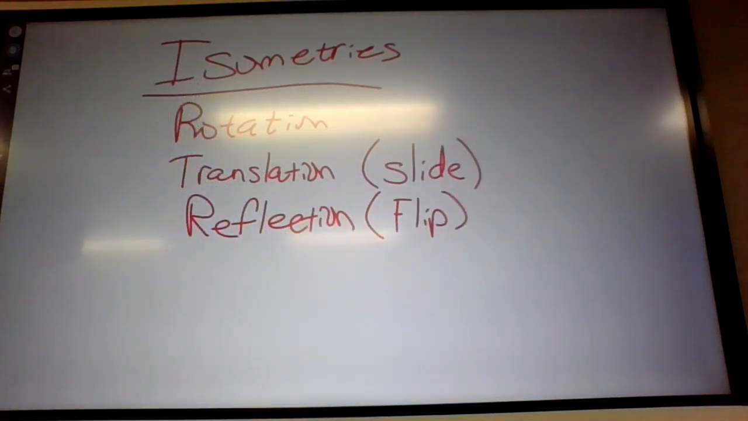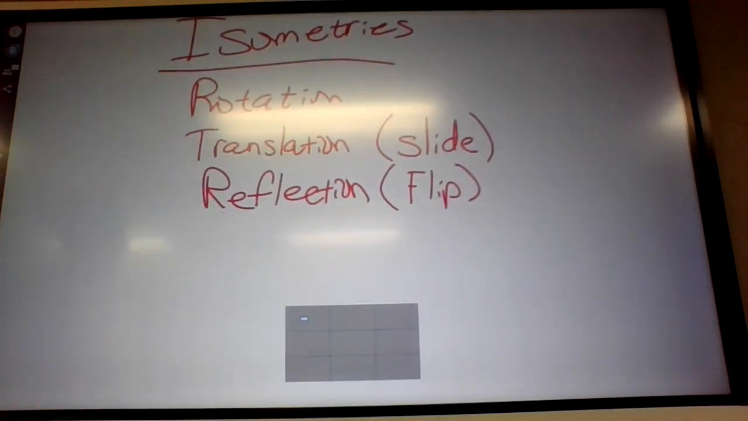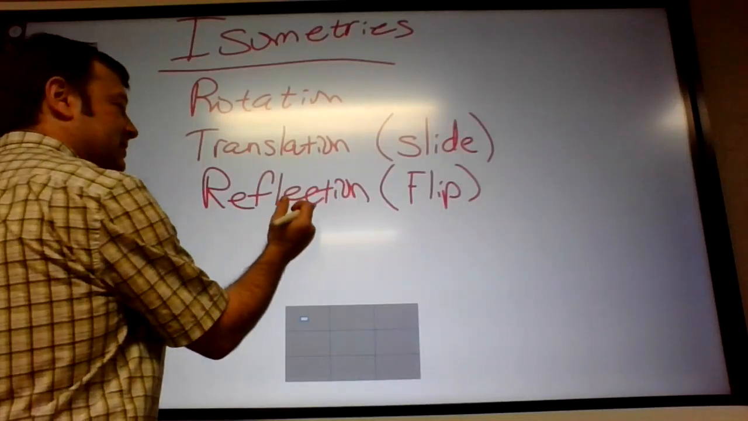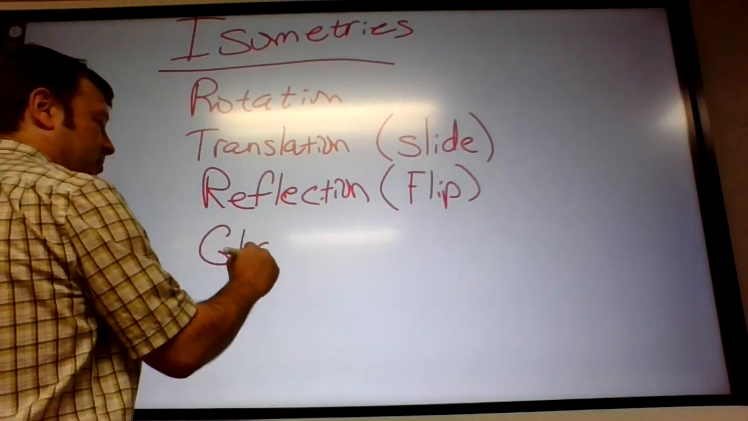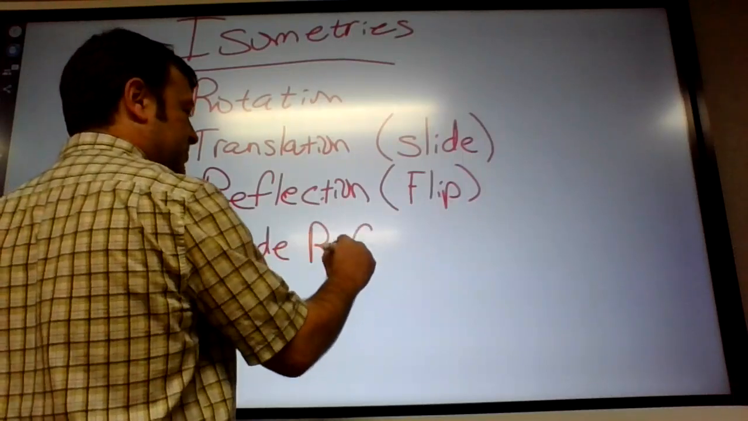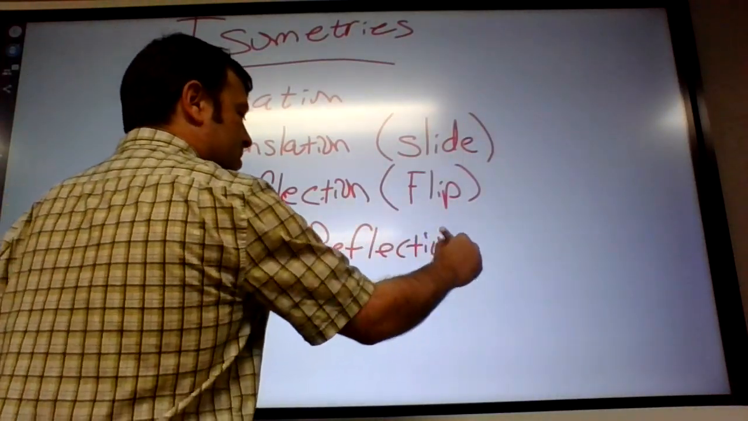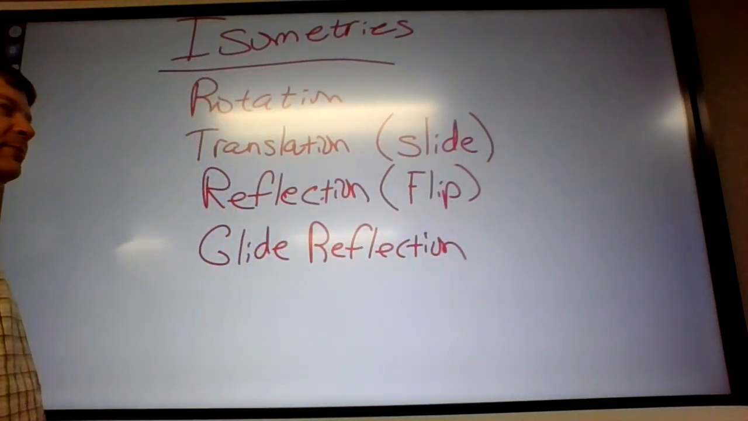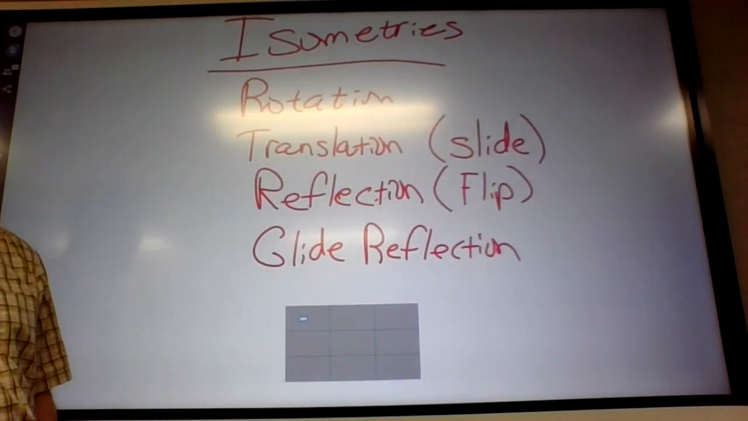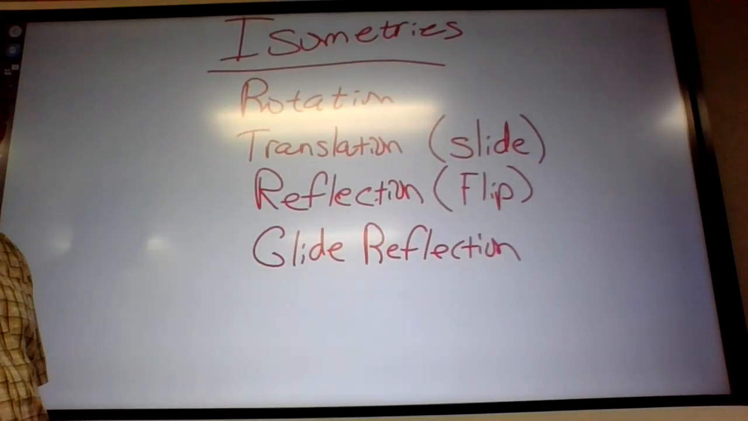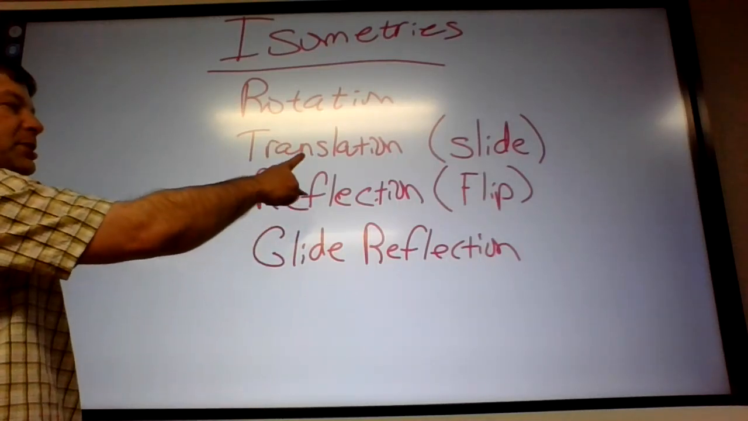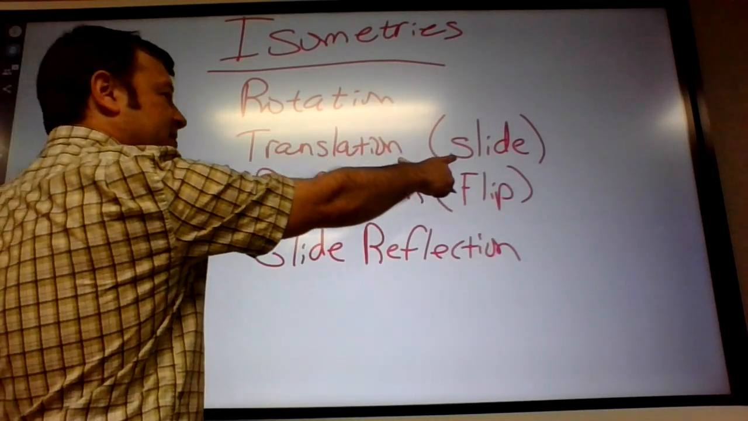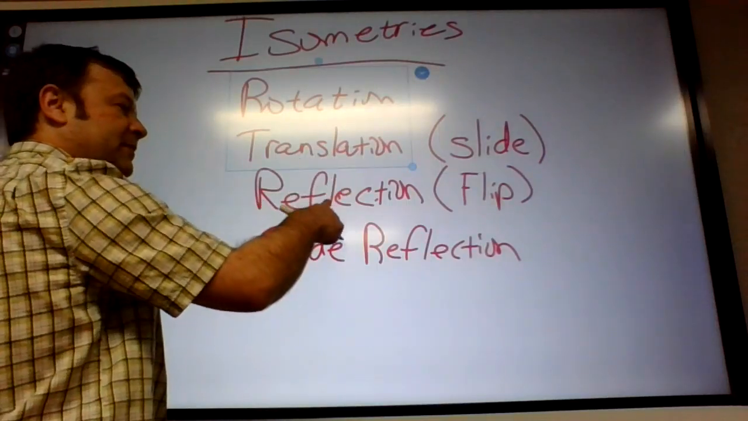Okay, so we're adding one more. It's not really new exactly, but the book calls it a glide reflection. It's probably one of those things we'll only see in this book, but it's okay. Glide reflection. What do you think a glide reflection might be? You flip it and you move it a little bit. Yeah, by glide it's like slide. It's a translation followed by reflection.